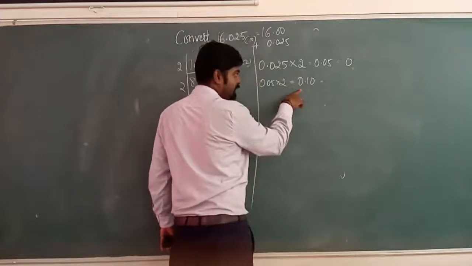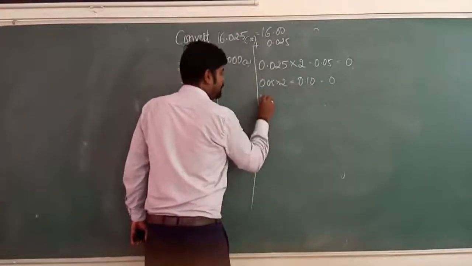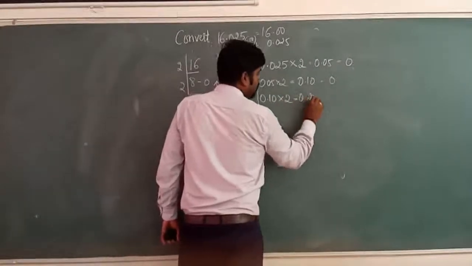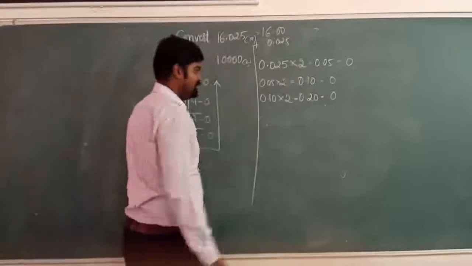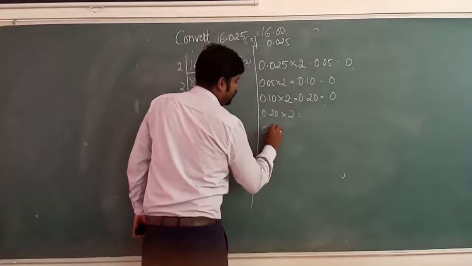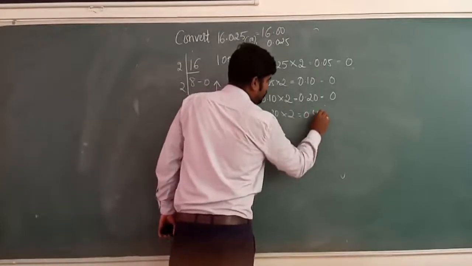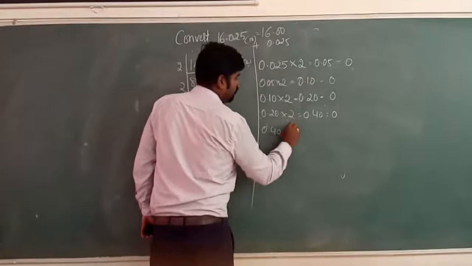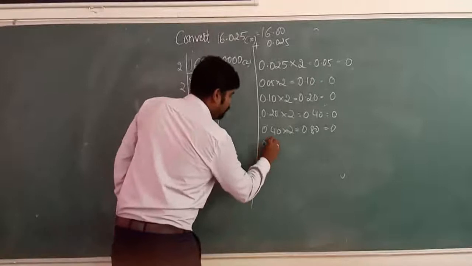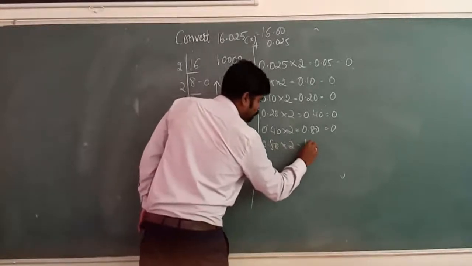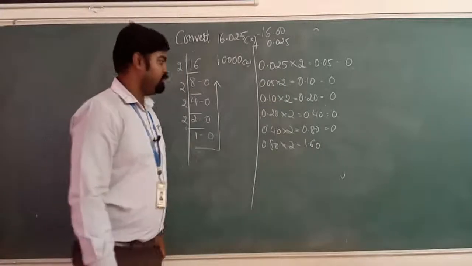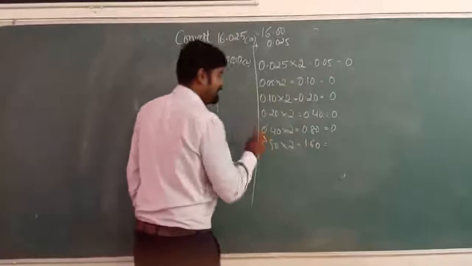Next, 0.05 into 2, which is 0.10. What is the integral remainder? Again 0. Next, 0.10 into 2, which is 0.20. Again the remainder is 0. Similarly, 0.20 into 2, 0.40, remainder 0. 0.40 into 2, 0.80. Again the remainder is 0. Next, 0.80 into 2 is 1.60. Is it not?